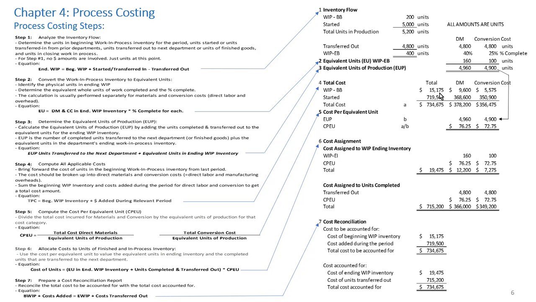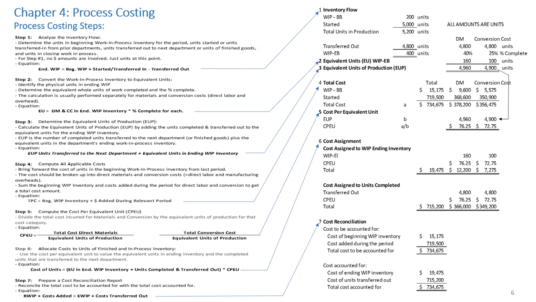During the period, the total cost added was $719,500. Adding that amount to the beginning balance of $15,175 gives us the total cost to be accounted for of $734,675. That amount being made up of both direct material and conversion costs.